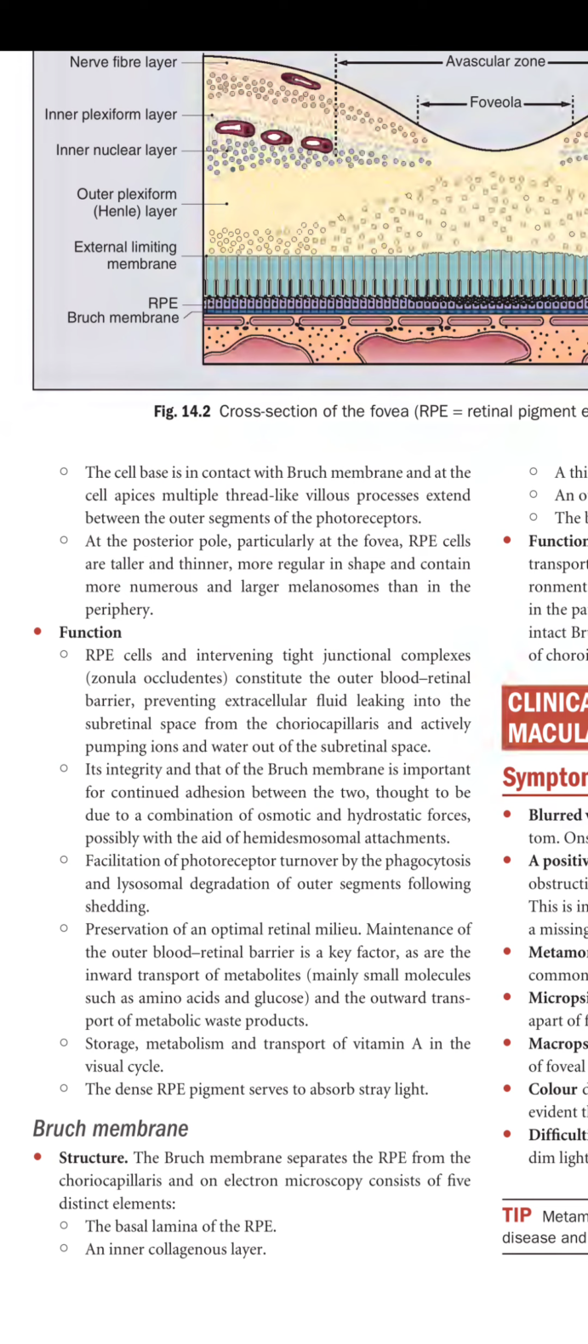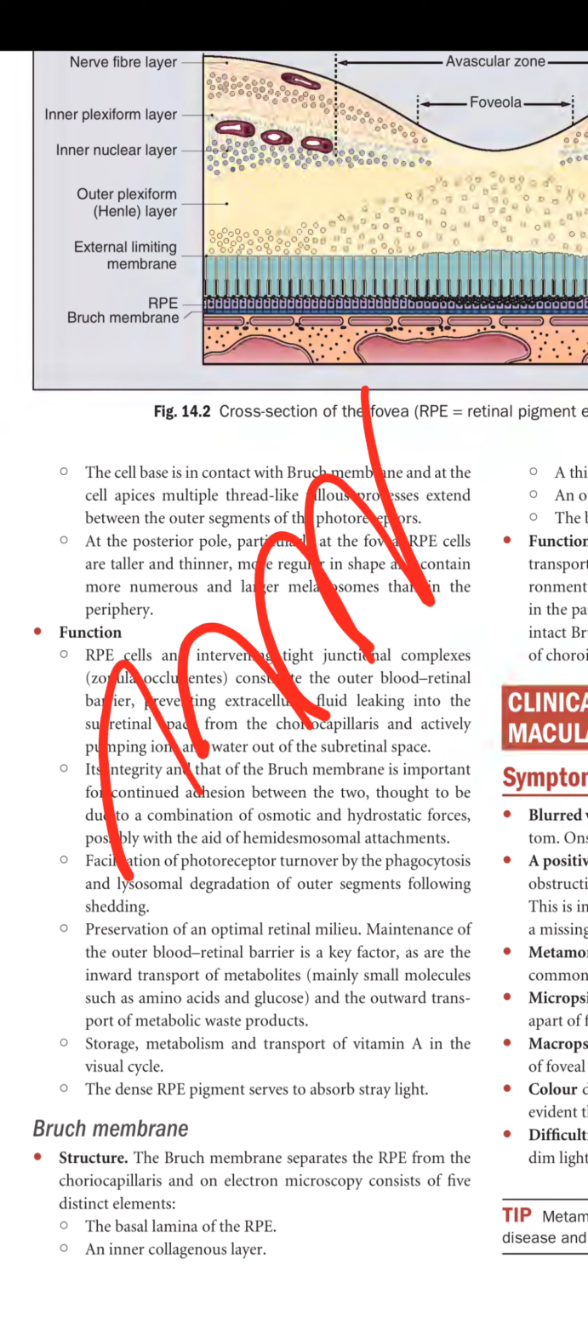Preservation of an optimal retinal milieu: maintenance of the outer blood-retinal barrier is a key factor, as are the inward transport of metabolites, mainly small molecules such as amino acids and glucose, and the outward transport of metabolic waste products. Storage, metabolism, and transport of vitamin A in the visual cycle. The dense RPE pigment serves to absorb stray light. So the pigment epithelium also absorbs any kind of stray light.